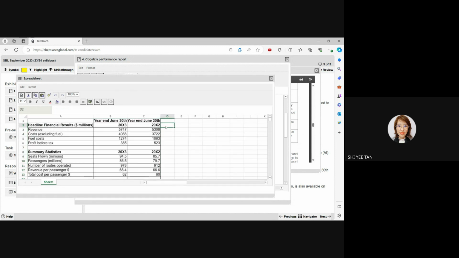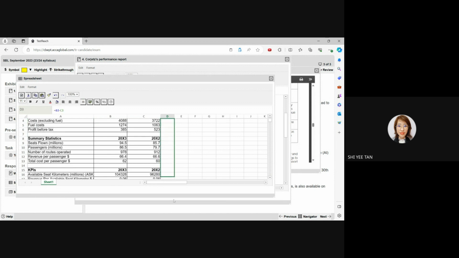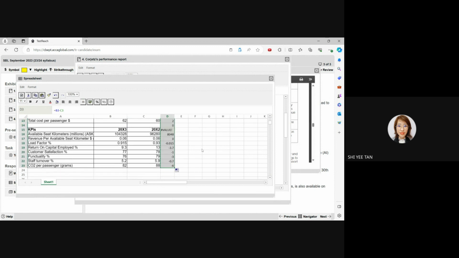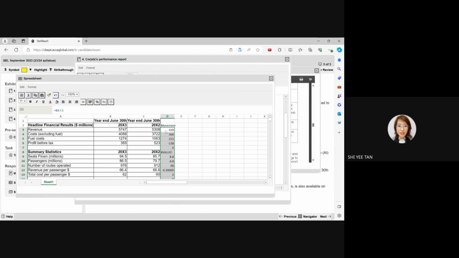See what calculation you want to do. Movement: you can do this one minus this one. Is it positive movement or negative movement? Drag down. So now you can see very clearly: revenue increases, cost also increases, fuel cost also increases, profit before tax reduces. Whenever you have this, you can also calculate margin. Margin is profit before tax divided by revenue.